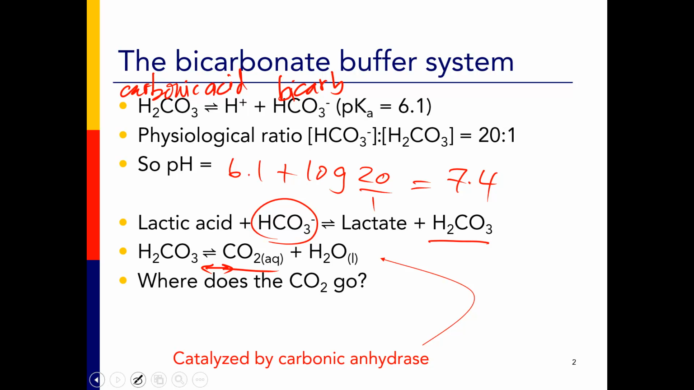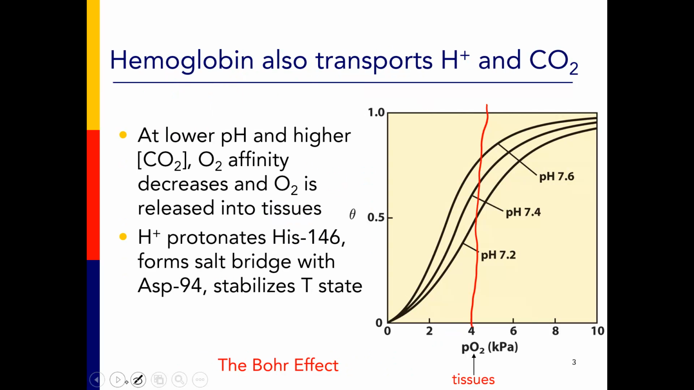Okay, so we're lowering the pH and making CO2, both of which we need to get rid of. We need to get rid of the protons, we need to get rid of the CO2. Okay, so what happens to the protons? So a surplus of protons will protonate one of the side chains in hemoglobin that favors the T state.